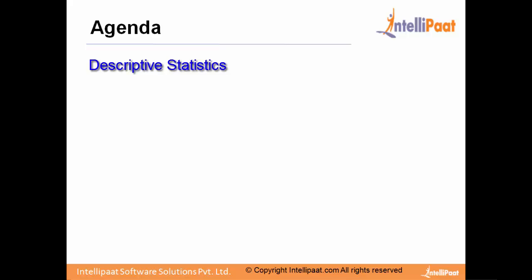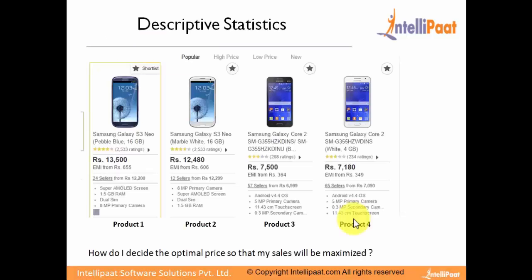Descriptive statistics. Defining the optimal price is one of the business problems. Similarly, there can be many business problems, like how do we maximize the revenue, or how do we increase the, of course, maximize the revenue through sales only. And in order to maximize the sales, there are many ways. One is how do we decide the optimal price, or which products are of more interest to the users, and what are the features that customers are looking for. So there are many dimensions that we have to consider to maximize the sales.